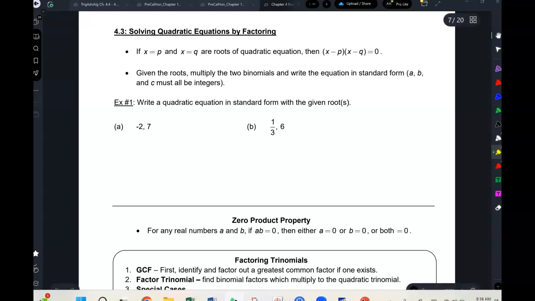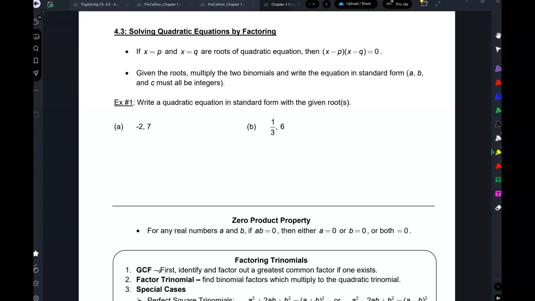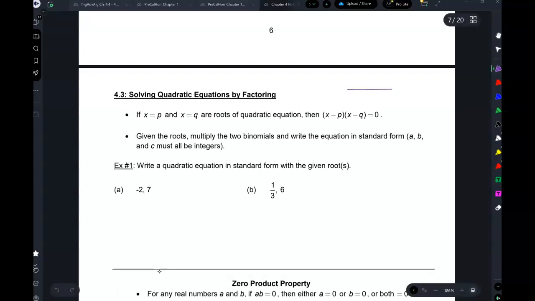So, last time we talked about roots, right? Remember we said if a parabola crosses the x-axis here and here, let's say this is x equals 2 and this is x equals 4, x equals 2 and x equals 4 are solutions to this, or they're the x-intercepts. And if we have the equation, then 2 and 4 are also called the roots of the equation.